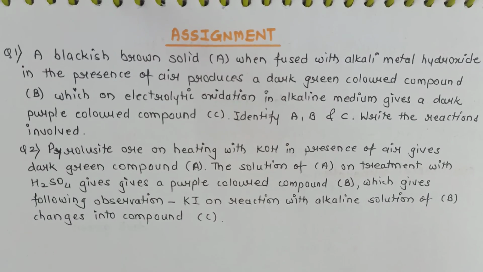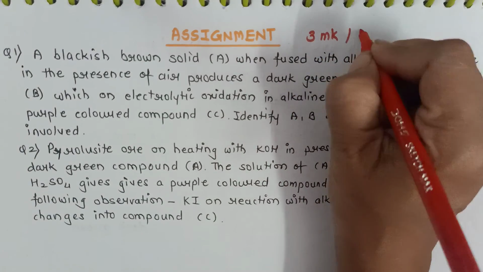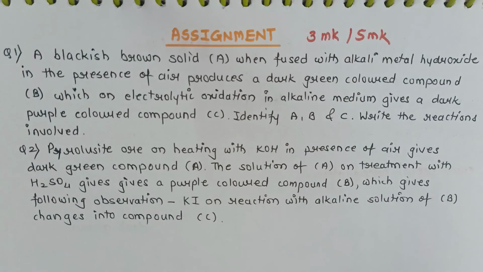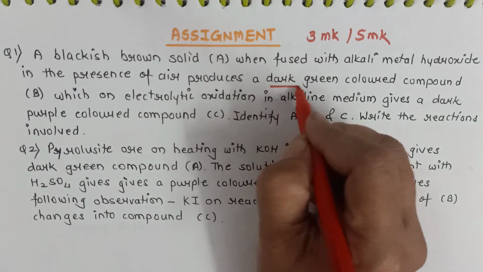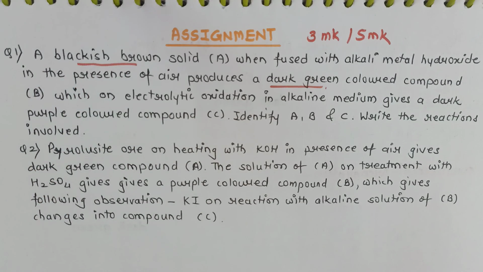As I told you, on preparation of potassium permanganate, a lot of questions, word problems are asked, either of 3 marks or 5 marks. So here I have given 2 sample questions. Read them carefully. As I told you, the colors are given as hints. Use these hints and try to solve the questions. Surely you will be able to solve this.